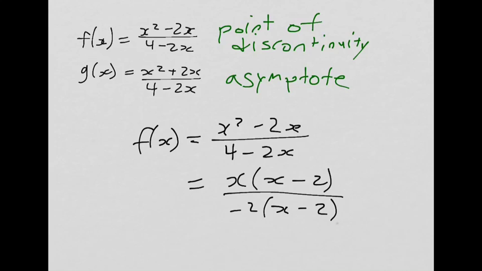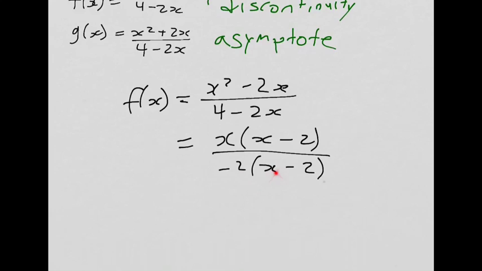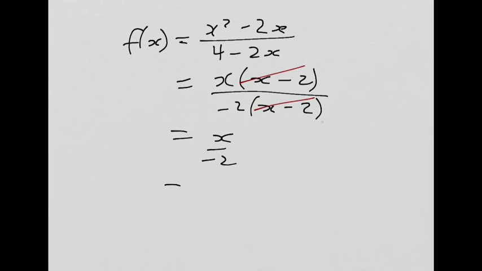Negative 2 factors out because if you go negative 2 times x, you get negative 2x. If you go negative 2 times negative 2, that's positive 4. So you're just factoring negative 2 instead of positive 2 so that you have a common factor. And then, can you cancel those? Are they common? Yeah, they reduce each other. These cancel each other, and you get x over negative 2, or just the line negative 1/2 x.